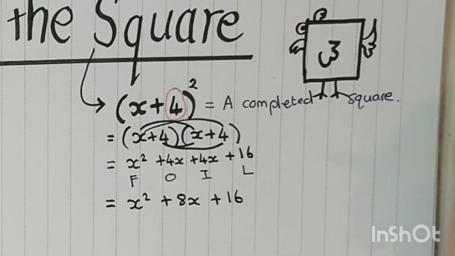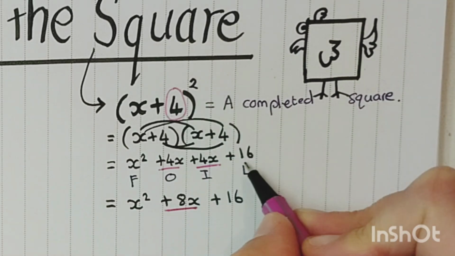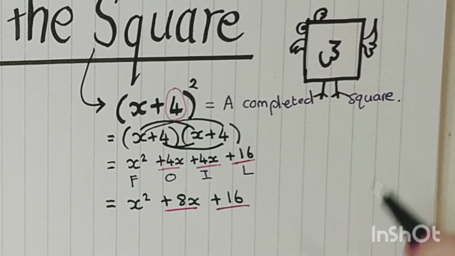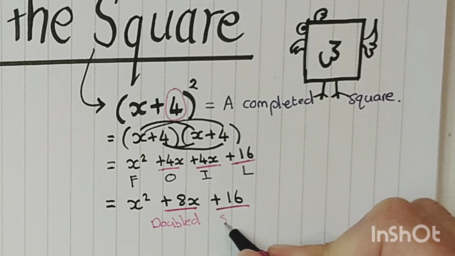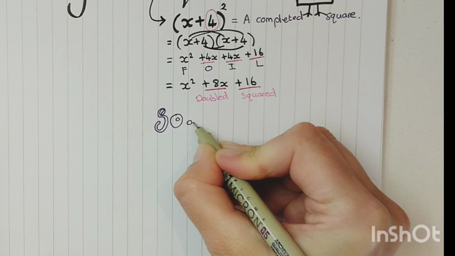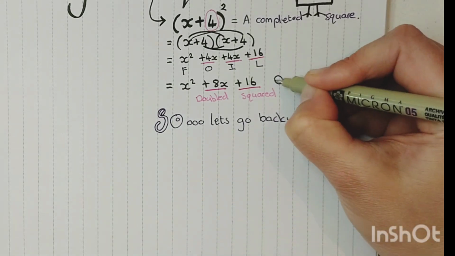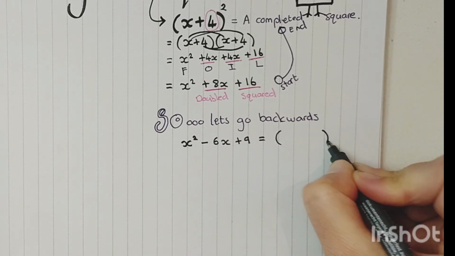That plus 4 has an interesting relationship with the middle term in the trinomial. It's doubled, and also has an interesting relationship with the last term. It's squared. And that's always going to happen when you come out of the bracket squared, as long as that first letter is just an x. You're going to double to get the middle term and square to get the last. And that then allows us to be able to go backwards. It allows us to start at the trinomial and use the double and the square relationship to get back to the completed square.